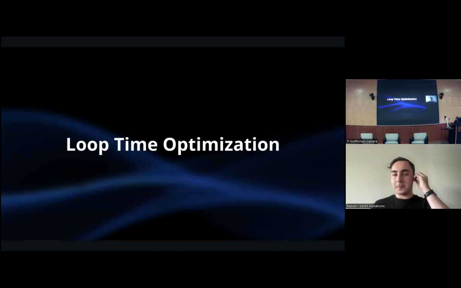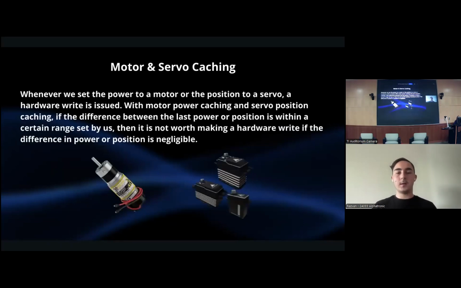Finally, a few things about loop time optimizations. There's three things we're going to cover. The first one is motor power and servo position caching. Wherever you call set power or set position, you make a hardware write. However, if you already set the same power the last loop, then why set it again?